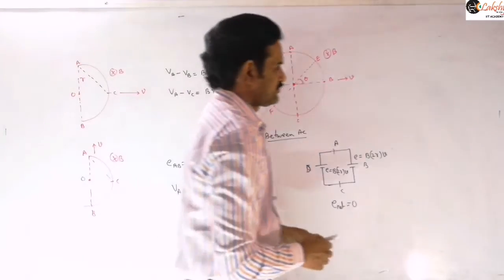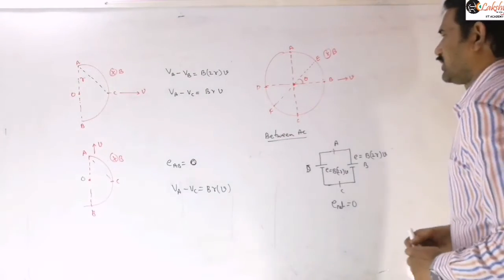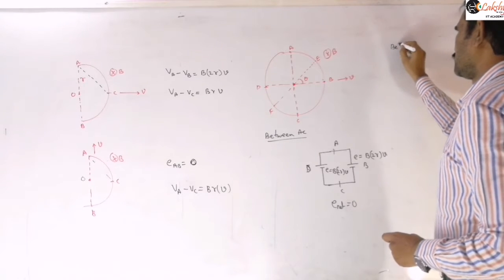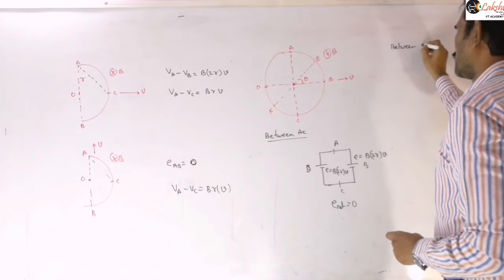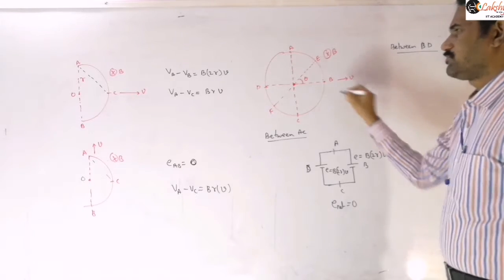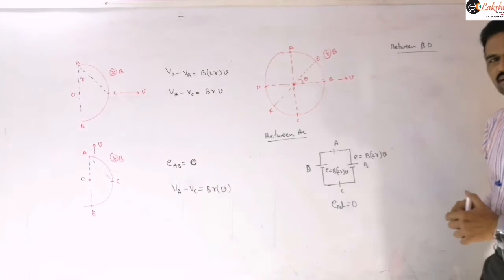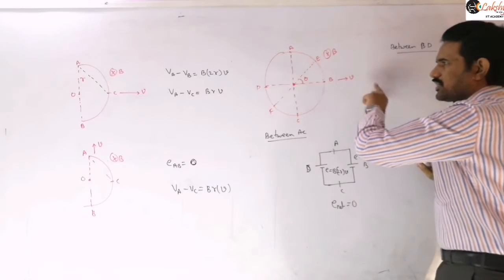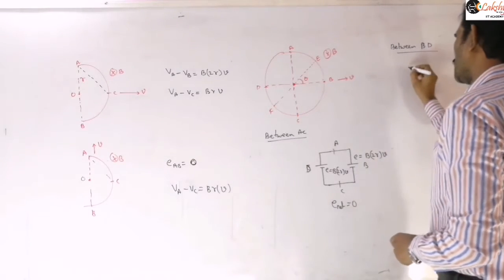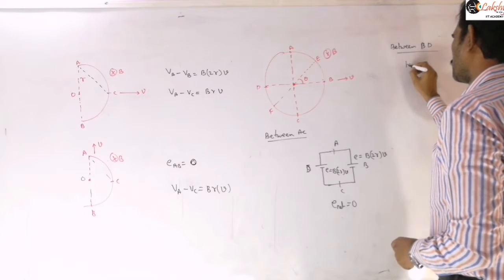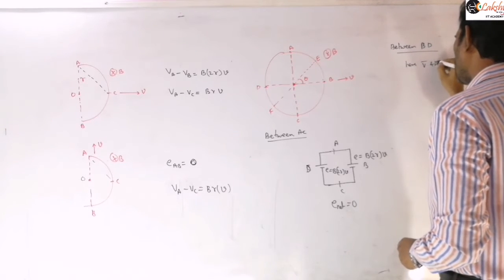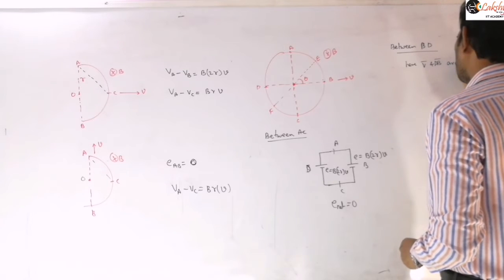Is it clear? And then next, similarly, if I ask between B and D, then clearly you can say that the induced EMF will be 0, because the velocity and length are parallel to each other. So here V bar and dl bar are parallel.